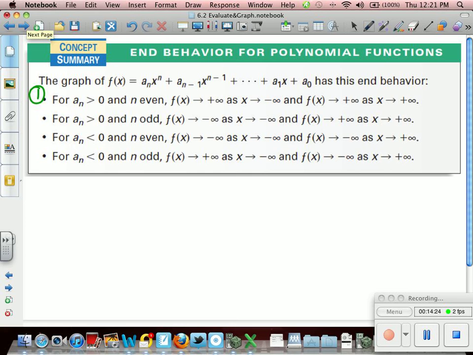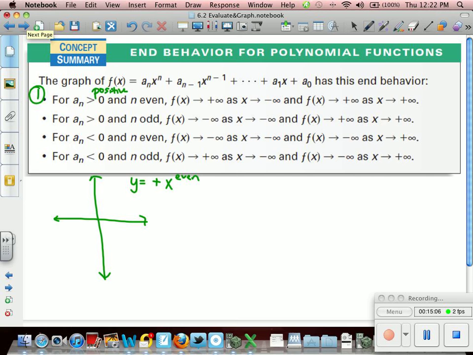For any a of n, which means the first value, the leading coefficient, if the leading coefficient is positive, so greater than 0, and the n value, your exponent, is even, then as your x goes to negative infinity, your y always goes to positive. So I'm going to draw just a little graph. I have y equals some positive number times x to an even. That's what I'm really looking at.